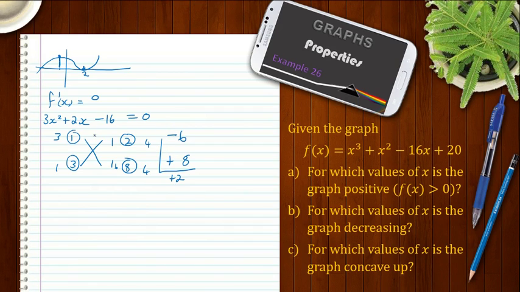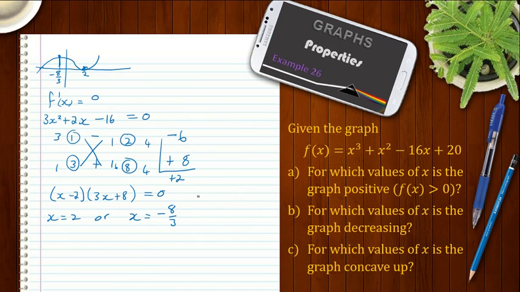So this negative goes over here. This plus goes over here. My factors then are x minus 2 and 3x plus 8 equal to 0. So this means that x is equal to 2, or x is equal to negative 8 over 3. Okay, so this makes very much sense, because we already know that one of our turning points is at x equals 2. So that means this other turning point will be at negative 8 over 3.